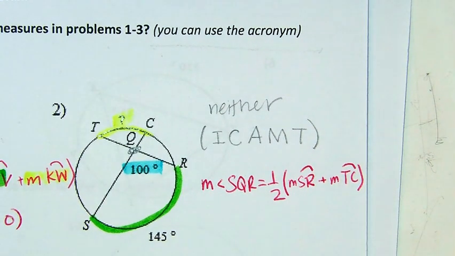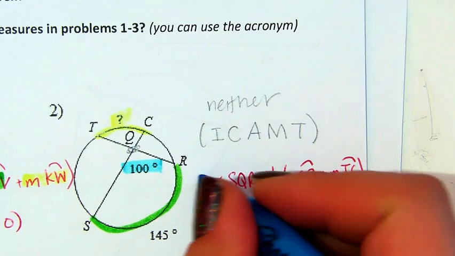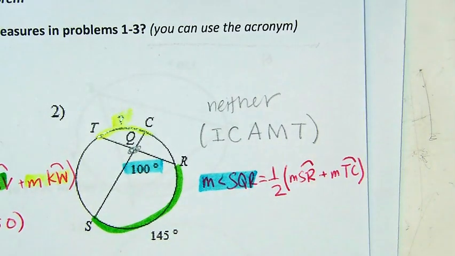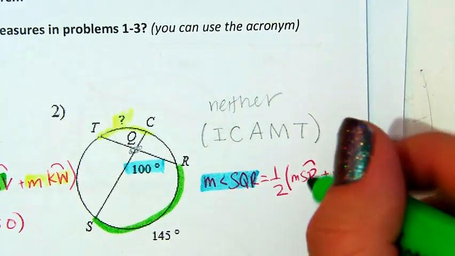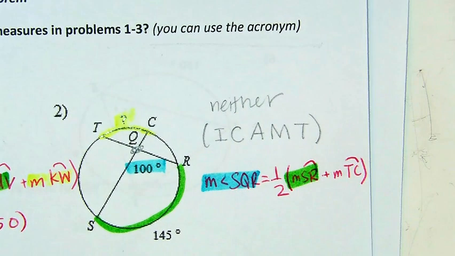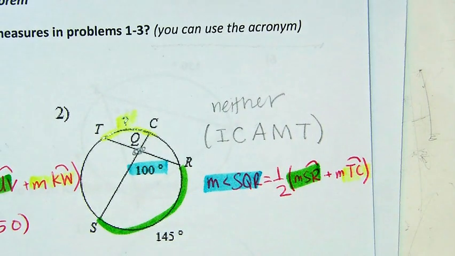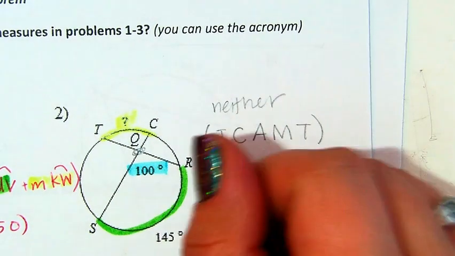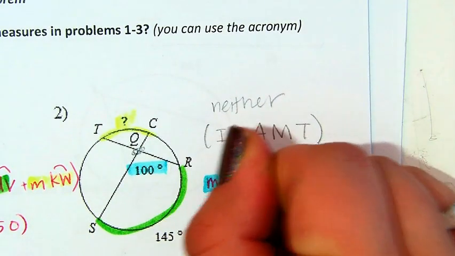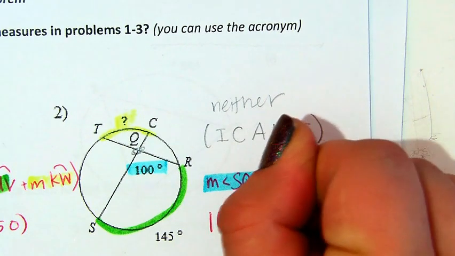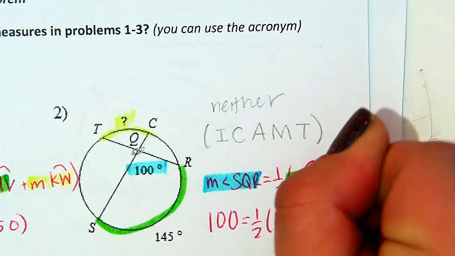So now, this is my blue piece, 100, and I'm going to put 145 here, and then TC, and I'm going to solve for this yellow portion. So I have 100 equals 1/2 of 145 plus my question mark.